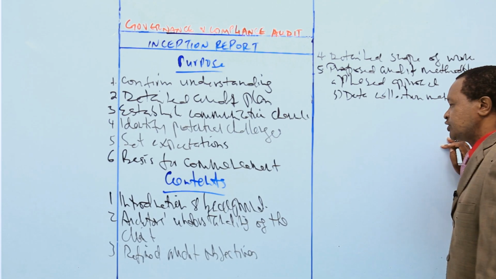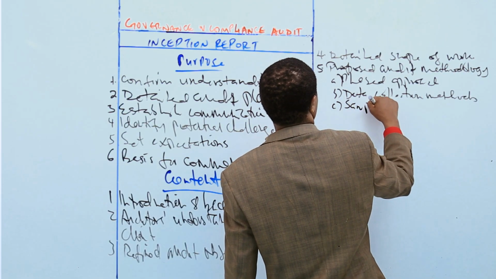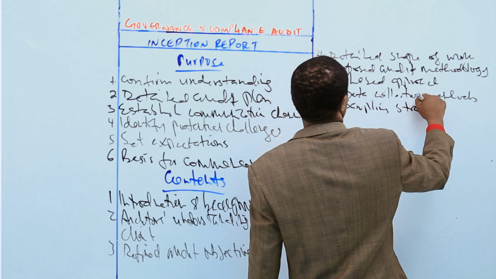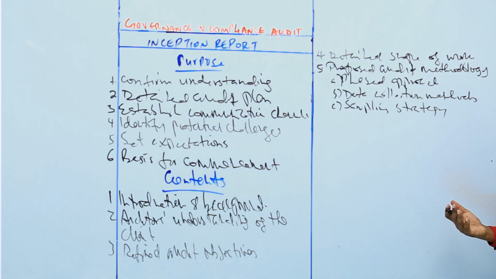There could also be sampling strategy. Sampling strategy will also help in understanding the audit methodology. If applicable, the report may explain the proposed sampling approach for compliance testing. You understand?